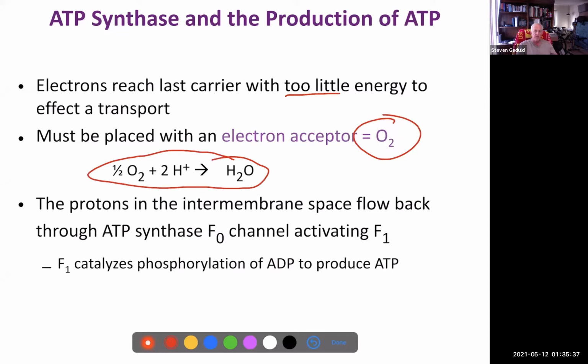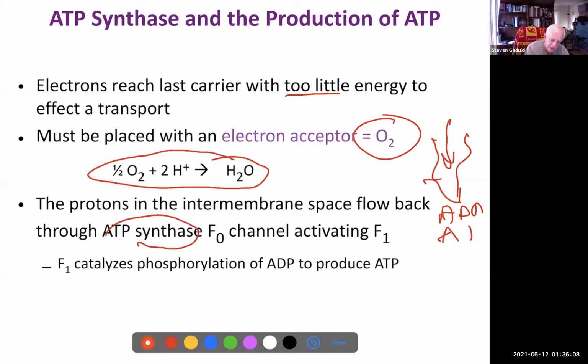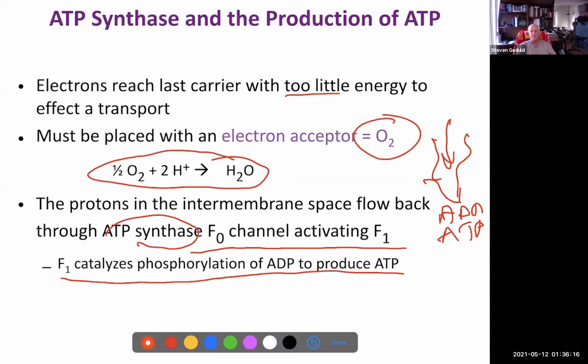Okay. Remember the byproducts of respiration are water and CO2. Remember the CO2 is released during the citric acid cycle, with complete oxidation of pyruvate. So now the protons, your H+, that are in the intermembrane space flow back through ATP synthase. That's that big channel that funnels things down through the cells that converts ADP to ATP. So it's an FO channel activating F1. F1 catalyzes phosphorylation of ADP to produce ATP.